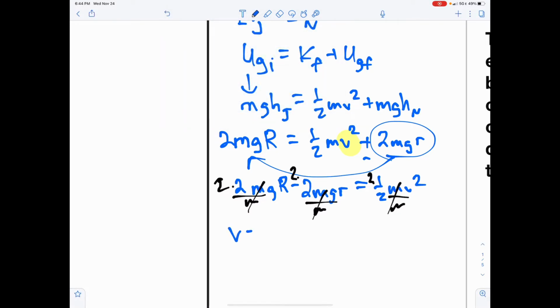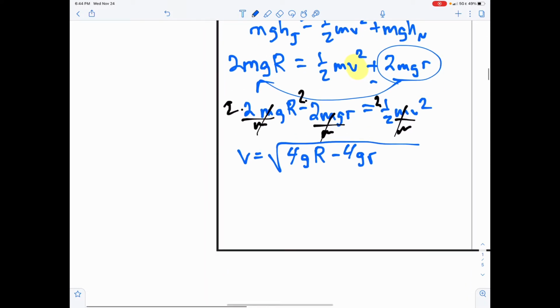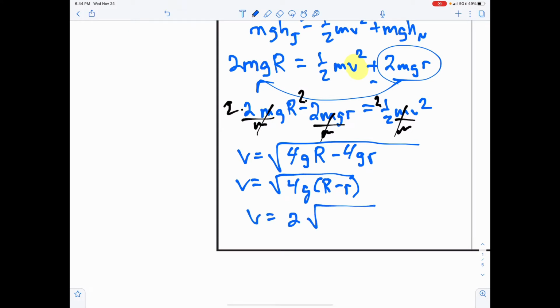So v is equal to the square root of 4gR minus 4g little r. Now you can see 4g is common to both. So 4 times g and then times the quantity big R minus little r. The square root of 4 is 2. So we can pop that out, and v equals 2 times the square root of g times the quantity big R minus little r.